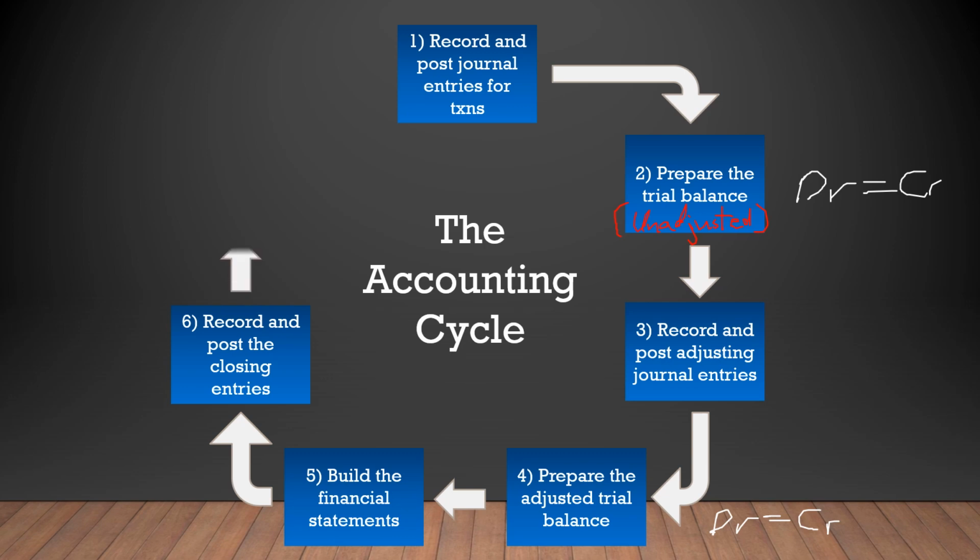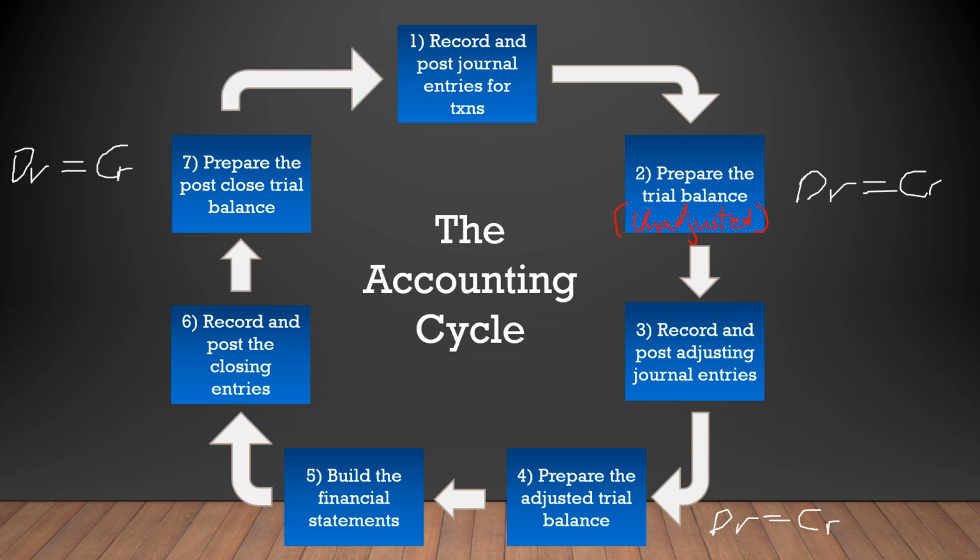Finally, we prepare and post our post-close trial balance. Just like the others, this trial balance verifies that total debits still equals total credits. And we repeat the cycle again next period. If these seem like a lot to remember, you only have to remember steps 1, 3, 5, and 6. After that, just remember that after recording and posting any journal entries, you do a trial balance to ensure that total debits equals total credits.